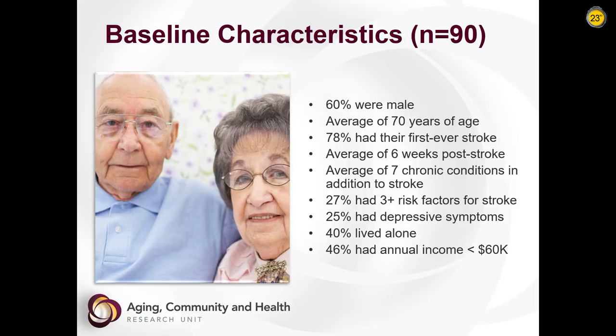So in terms of baseline characteristics, these baseline characteristics confirm that we reached our target sample. The majority were male, with an average age of 70 years. Over three-quarters had experienced their first ever stroke. They had an average of 7 chronic conditions in addition to their stroke. And 27% had 3 or more risk factors for stroke, like physical inactivity, stress, obesity, etc.